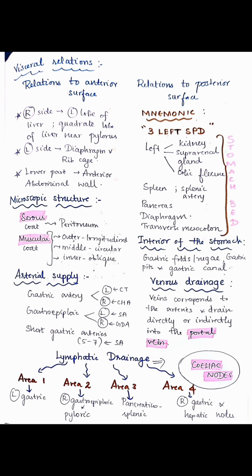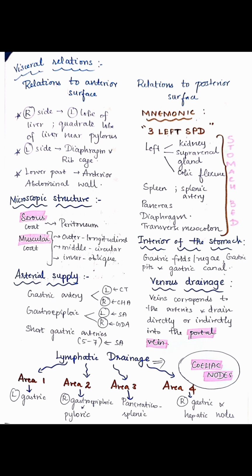Microscopically, the stomach has a serous coat and a muscular coat. The serous coat is related to the peritoneum, and the muscular coat has 3 layers: outer, middle and inner. Outer is longitudinal, middle is circular, and inner is oblique. The interior of the stomach has gastric folds or rugae, then gastric pits and gastric canals. Next is the arterial supply: gastric artery, gastroepiploic artery and short gastric artery.